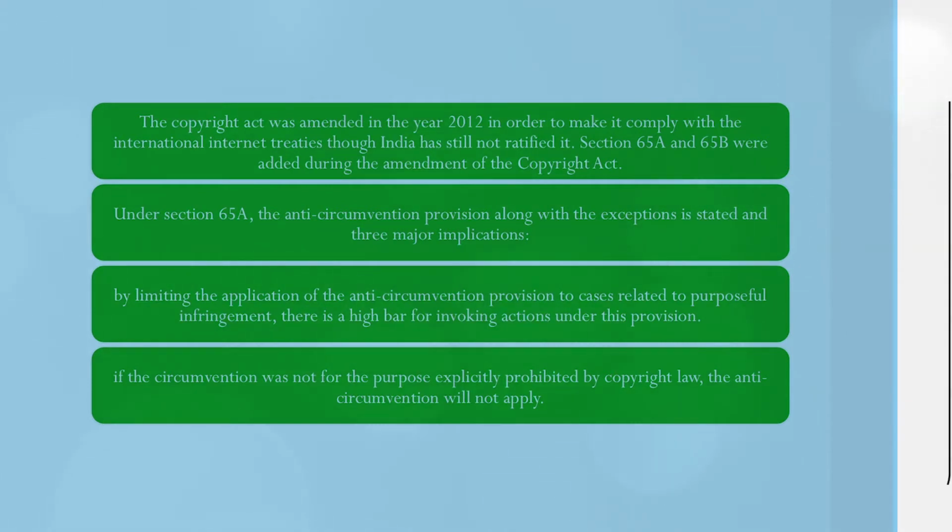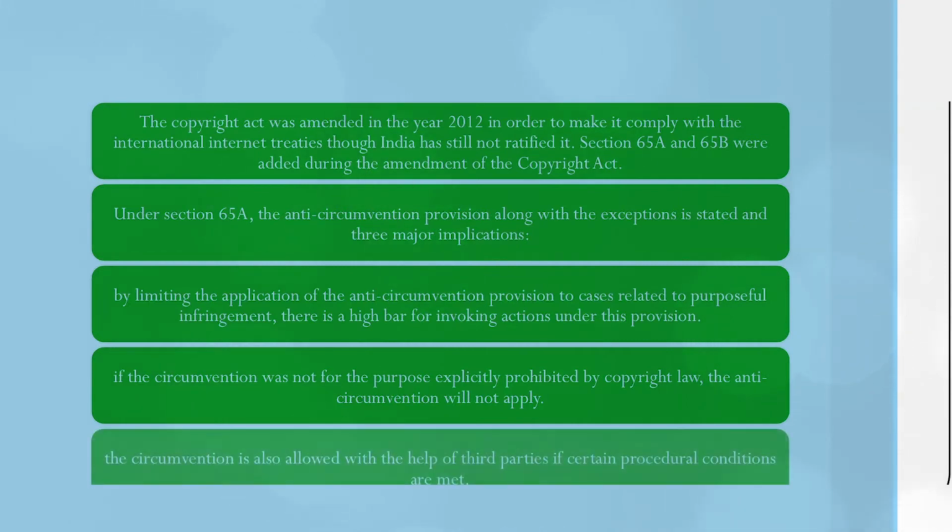That is, if the copyright law has not been infringed and the circumvention was not carried on intentionally or purposefully or with a wrong, illegal intention to tamper the rights of the copyright holder, the anti-circumvention provision shall not apply. The circumvention is also allowed with the help of third parties if certain procedural conditions are met.